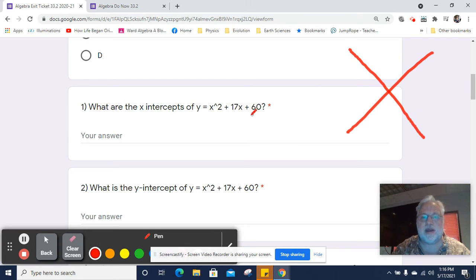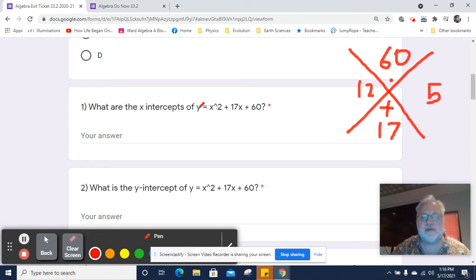I'm going to say, okay, I need a 60 times 1, which would be just 60. That's my product. And then down here, I need a 17. So what are two factors of 60 that add up to 17? So let's think about that. There's 12 and 5. So 12 and 5 will do the job.